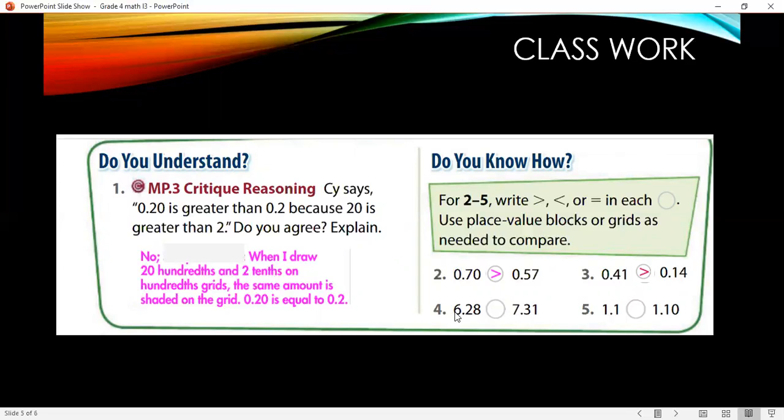When I look at the ones value, I know that 6 is smaller than 7. When I look at number 1, 1.1 is equal to 1.10. We just don't write the 0 in there, which means that number 5 is equal then.